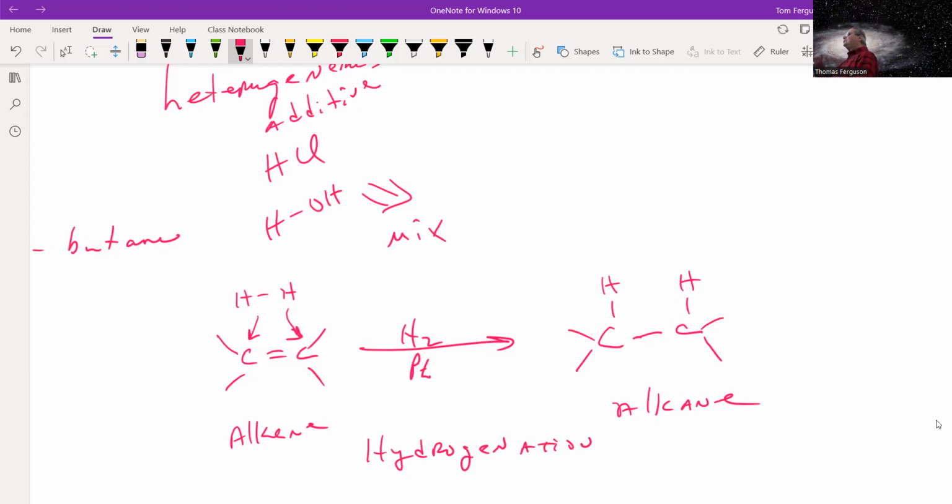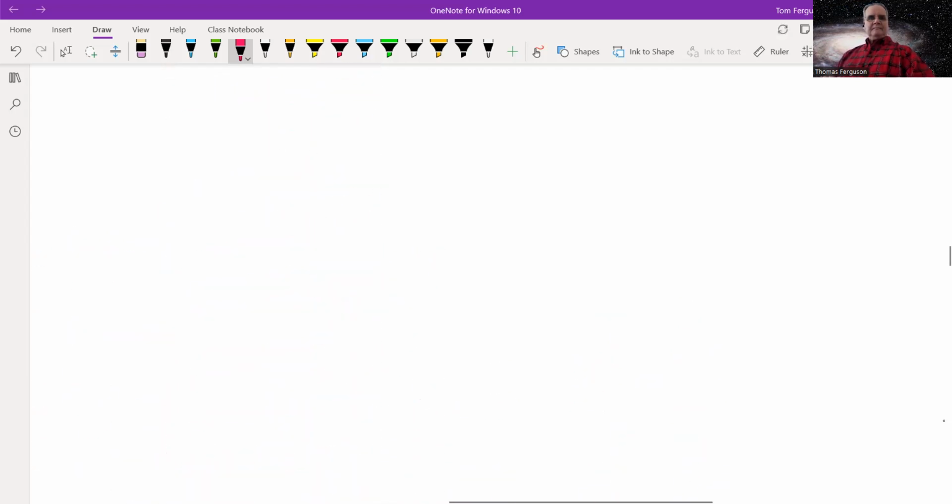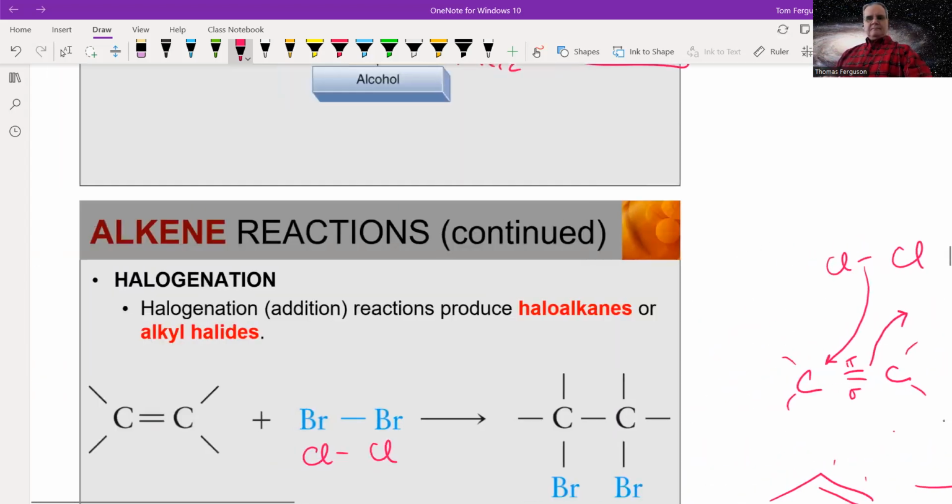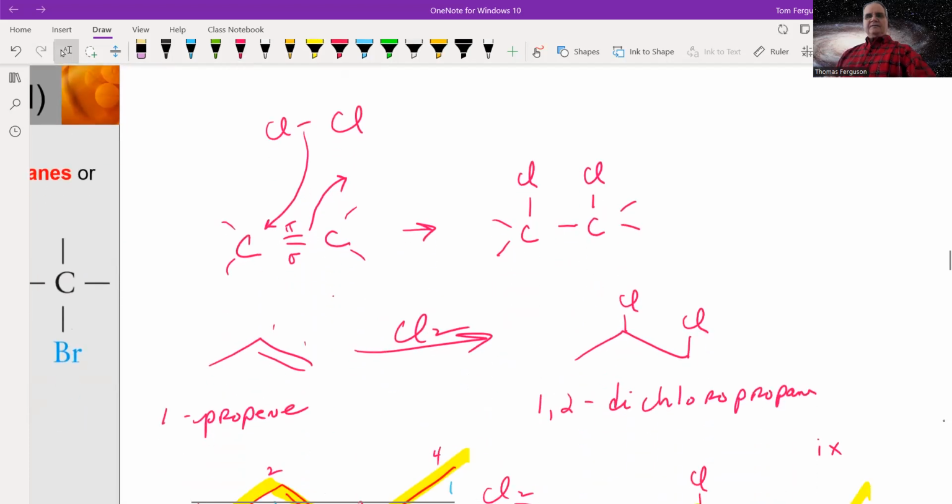So if we want to hydrogenate a double bond, we add hydrogen gas plus a metal catalyst like platinum. So it's very similar to adding Cl2 or Br2. Very, very similar. Only you don't end up with a chlorinated hydrocarbon, you end up with an alkane.